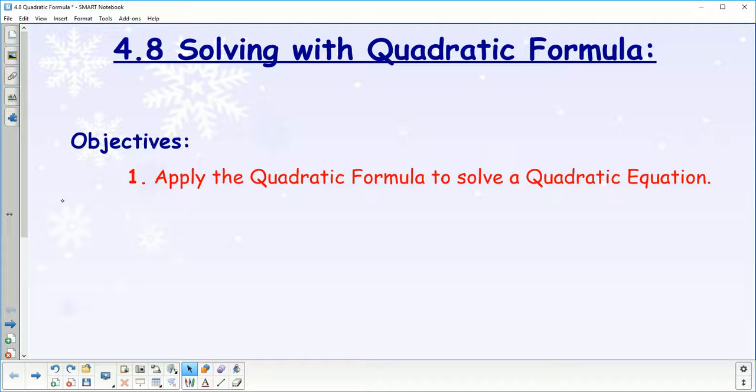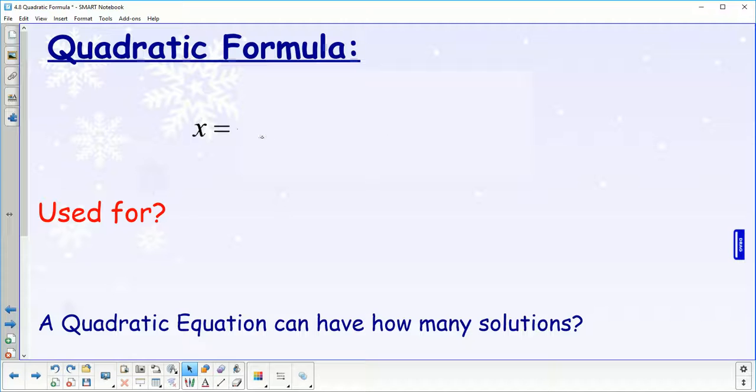Alright, Common Core Algebra 2, we are nearing the end of Chapter 4. We're looking at Section 4.8 now, and this is going to be about solving quadratic equations with something called the quadratic formula. So we're just going to apply the quadratic formula in order to solve that quadratic equation. Most importantly, we need to know what the quadratic formula is.